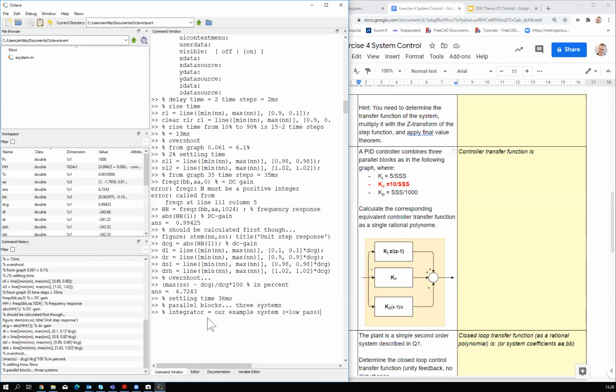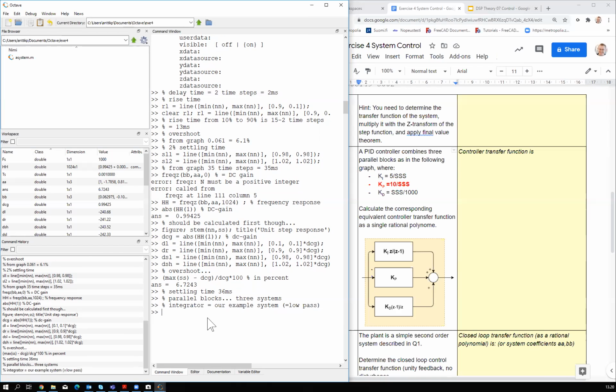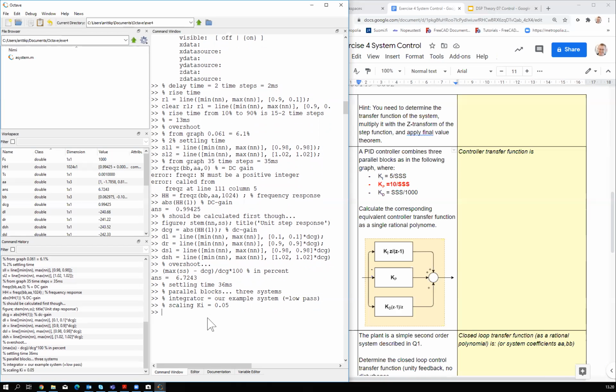Integrator, and then we have the scaling ki equals, okay, 5 divided by 1, so I'll just put 0.05, let's see what happens. Then we have a unit system which has the proportional part, kp equals, okay, 0.1.